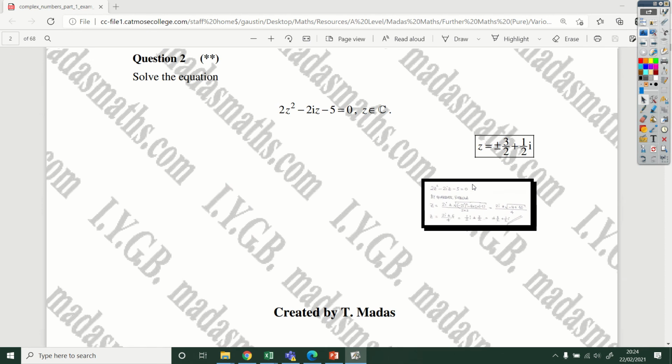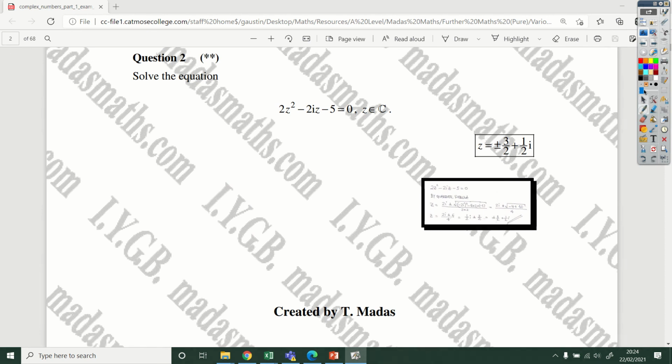Question 2 is solving this quadratic, but you'll notice this is quite a difficult one because we've got complex coefficients here. We've got this i in our middle coefficient here. Okay, so complex coefficients are slightly different because it means that we're not allowed to use a particular theorem that we've been using when we've been solving polynomials. So I'm going to make a note of that.